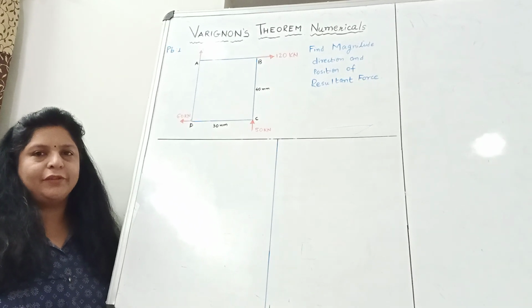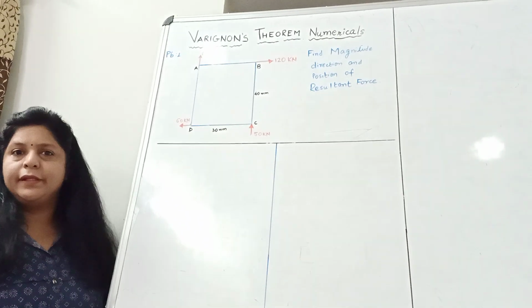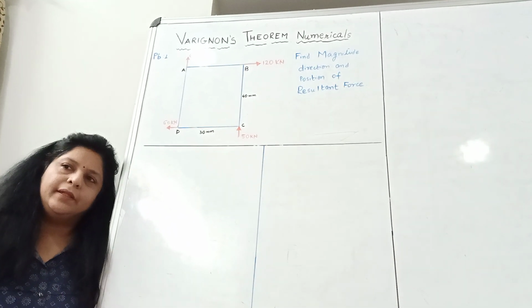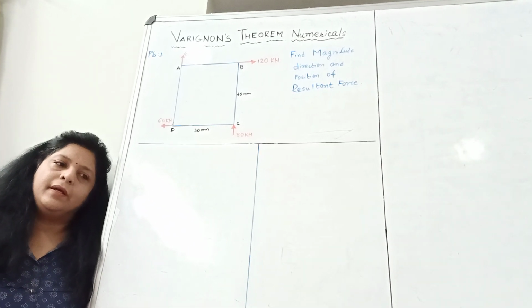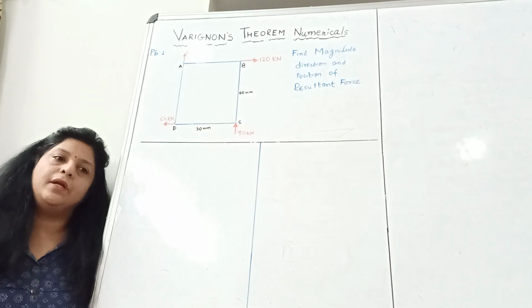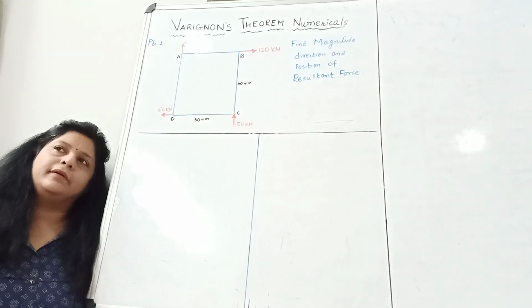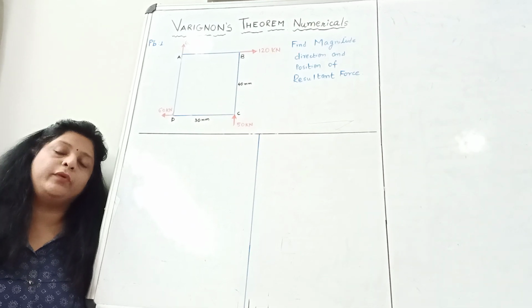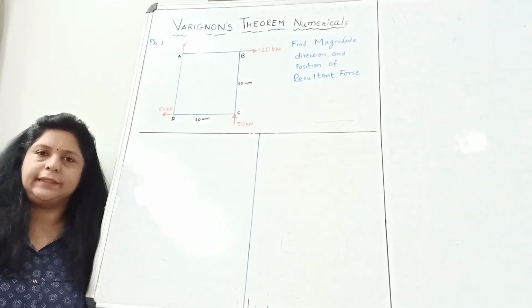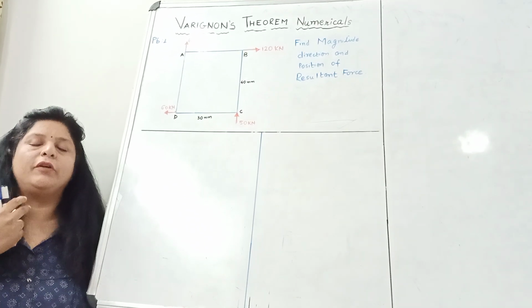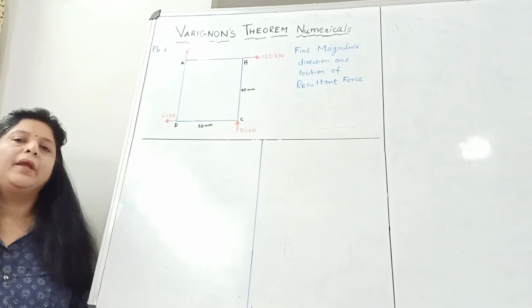Hello friends, good afternoon. So we are meeting today after studying Varignon's theorem. It is basically meant for coplanar non-concurrent force systems, and it is used to find out the position of a resultant, right? So we'll just brush up on what we studied in the previous lecture.